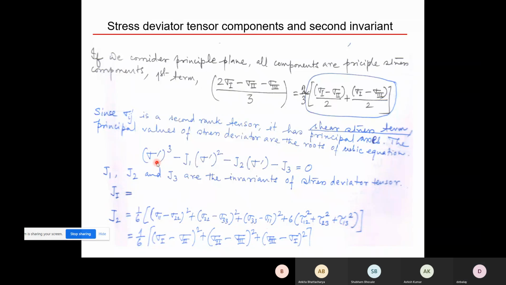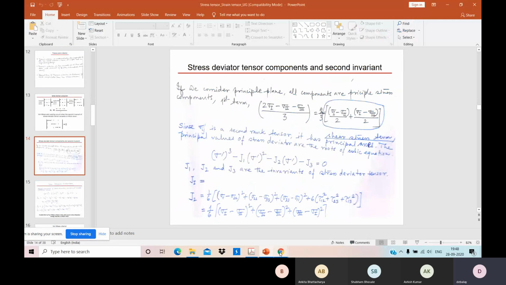Sigma dash in this case is considered as the principal stress of the stress deviator. If you write in terms of principal stresses, we have derived before: 1/6 [(sigma 1 minus sigma 2) square plus (sigma 2 minus sigma 3) square plus (sigma 3 minus sigma 1) square]. Remember this term, we are going to use it. I'm again going back to the canvas screen for the last time.